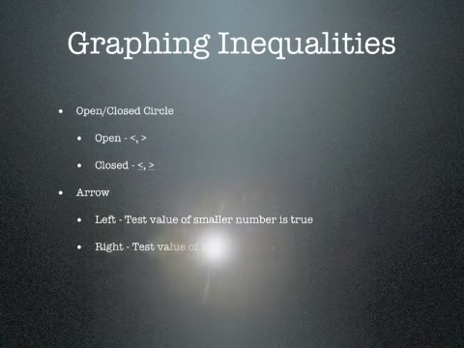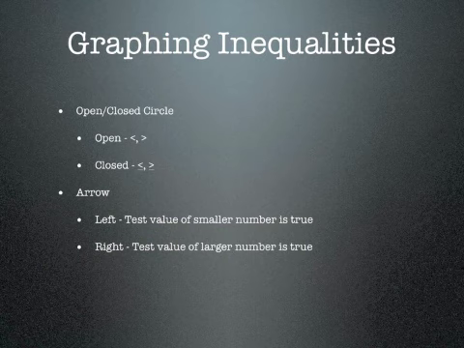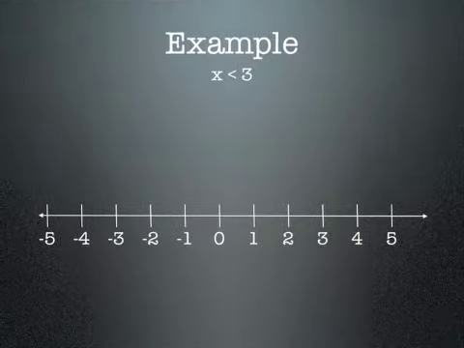So we're going to use test values to see which direction. If the smaller number is true, it's going to go left. If the larger number is true, it'll go right.